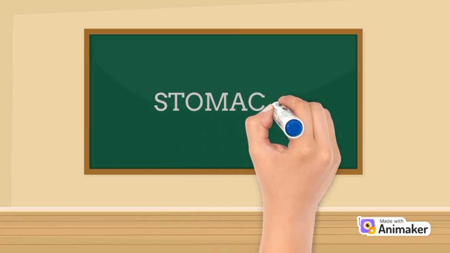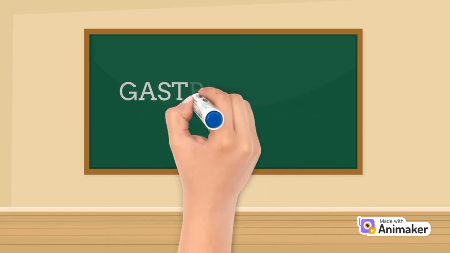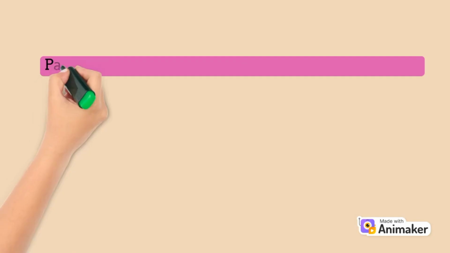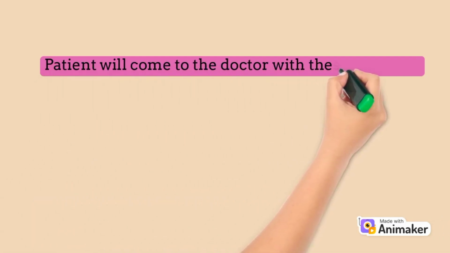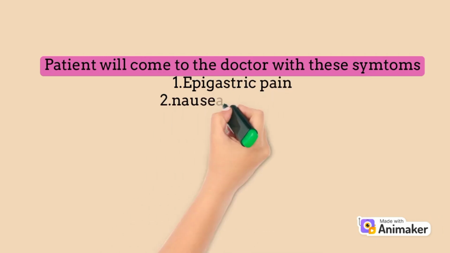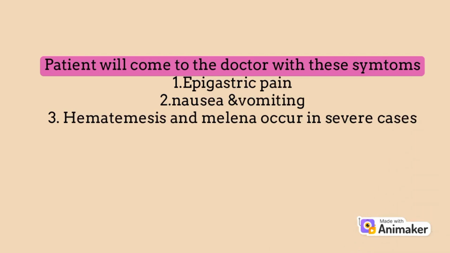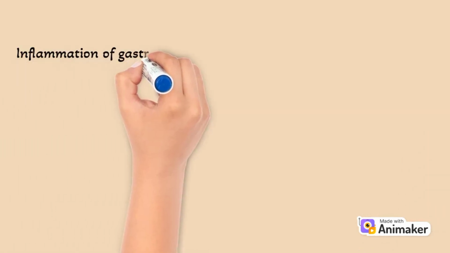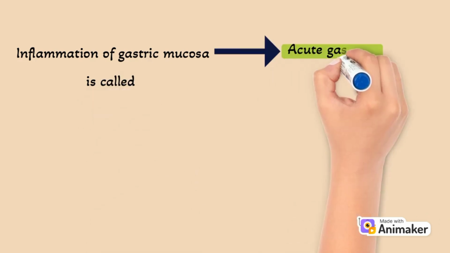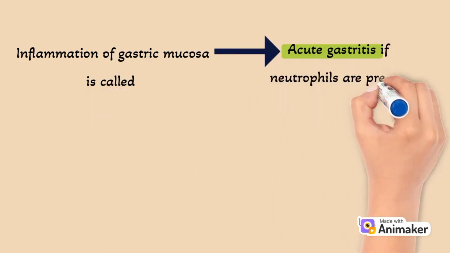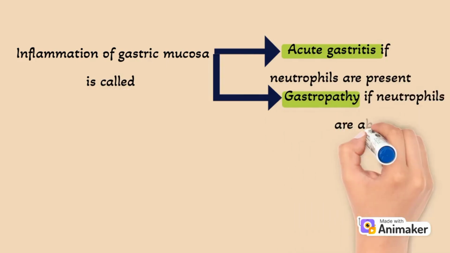Now let's start pathology of stomach. Gastropathy and acute gastritis. Patient will come to doctor with following symptoms: number 1 epigastric pain, number 2 nausea and vomiting, number 3 in severe cases hematemesis and melena. Inflammation of gastric mucosa is called acute gastritis if neutrophils are present, but gastropathy if neutrophils are absent.